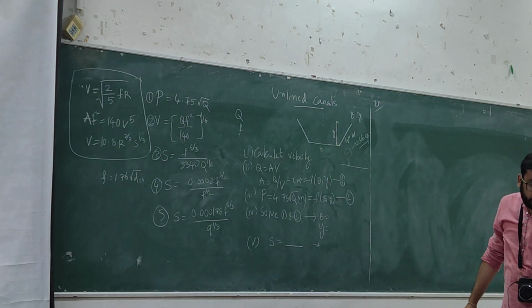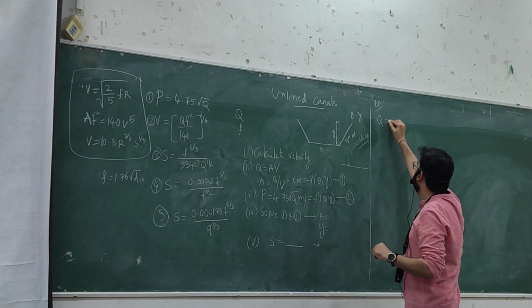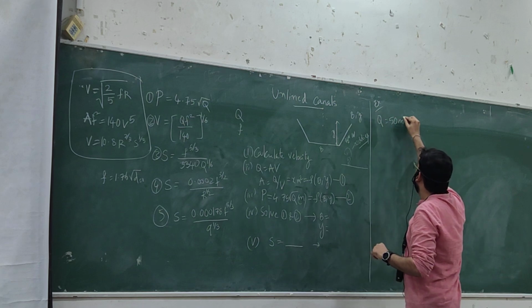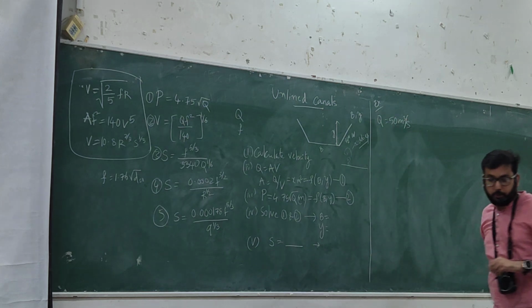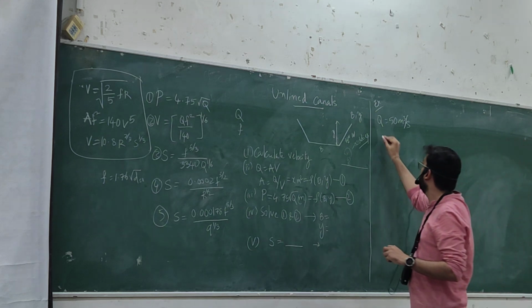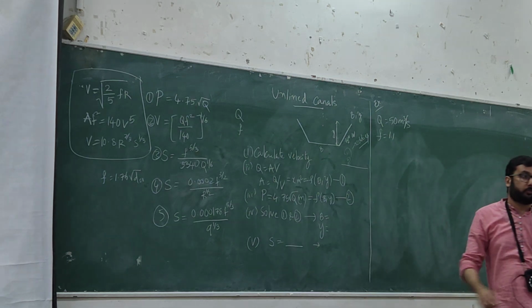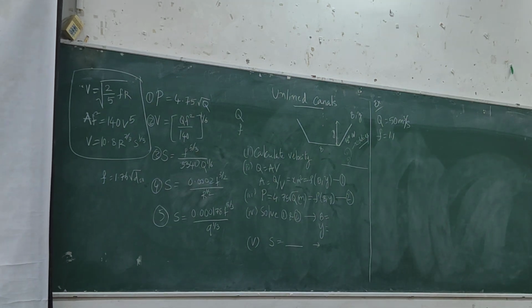Now let's do an example of Lacey. Let's say we want to draw 50 meter cube per second, and F, the silt factor, is 1.1. Now we need to fix the section for this channel.